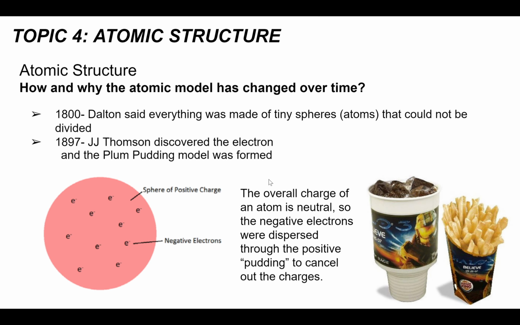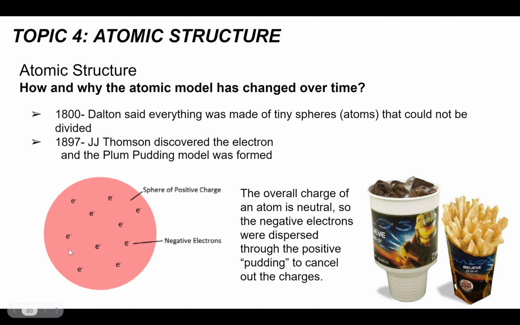How and why the atomic model has changed over time. This is also important for your history of an atom in chemistry, which you've probably already done. In 1800, Dalton said everything was made of tiny spheres, atoms that could not be divided. Then in 1897, J.J. Thomson discovered the electrons, and the plum pudding model was formed.